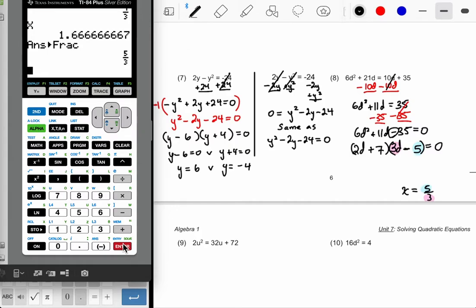So 3d minus 5 equals 0. You solve with all the hocus pocus, and you get d is equal to 5/3. Then 2d plus 7 is equal to 0. Do all your hocus pocus, but in this case you might want to show it, especially if you have trouble figuring it out. So 2d is equal to negative 7, so d is equal to negative 7/2.